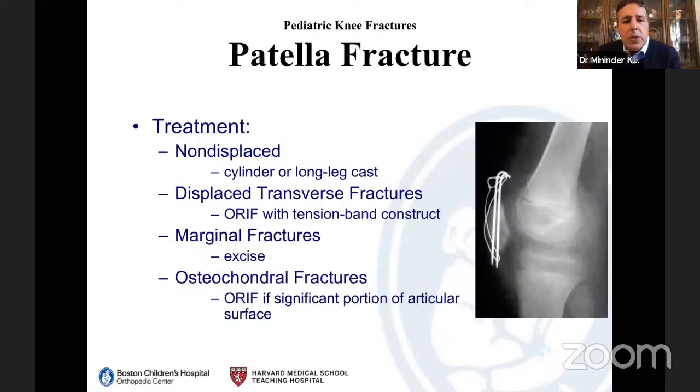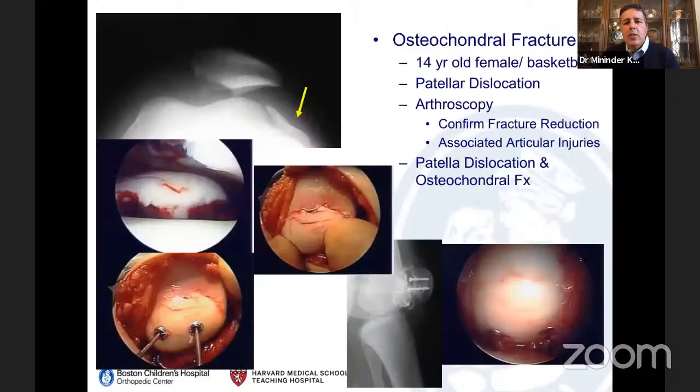So the treatment for patella fractures, if non-displaced, is closed treatment. Displaced transverse fractures, like adult, typically with a tension band construct, usually now screws with a tension band construct. Marginal fractures can be excised, and osteochondral fractures, often associated with patellofemoral dislocation, we fix if they're large fragments. Here's an example of that.